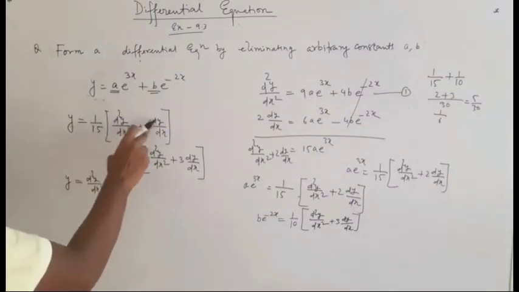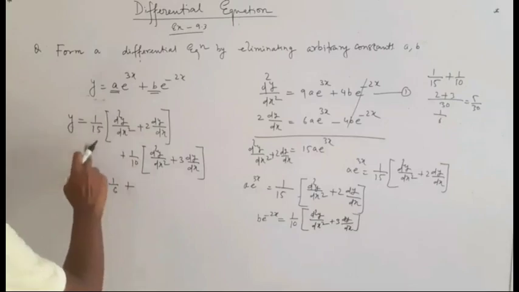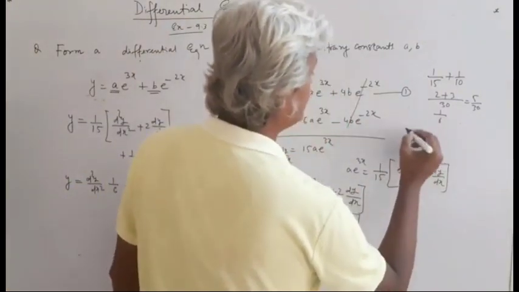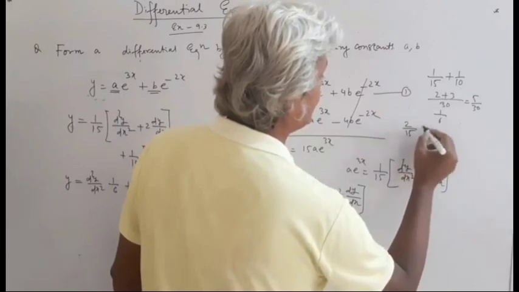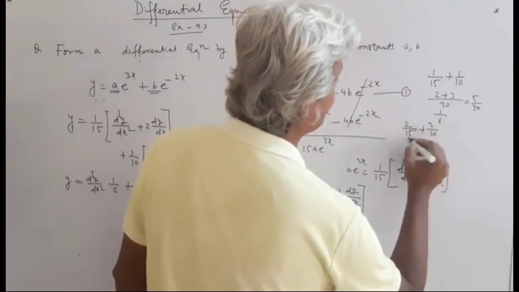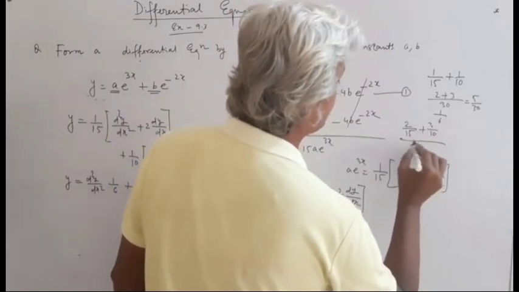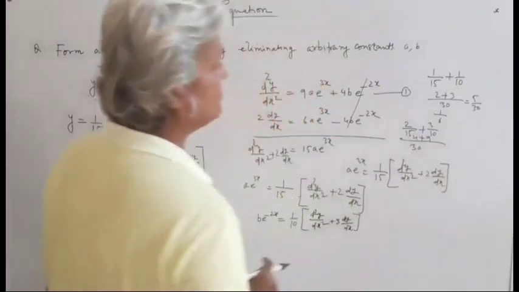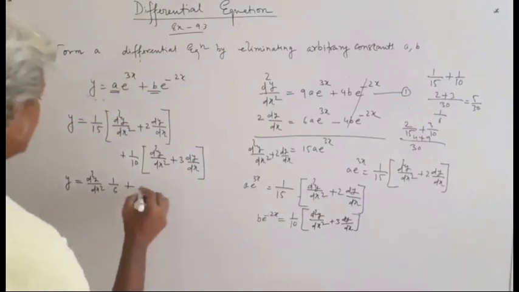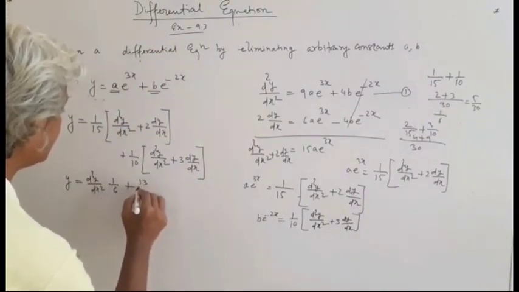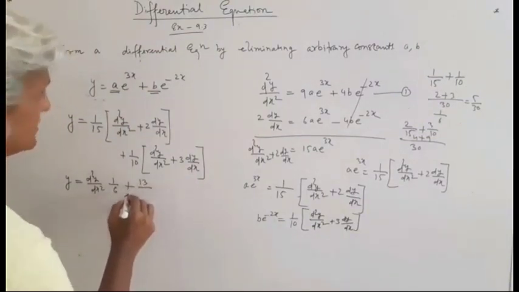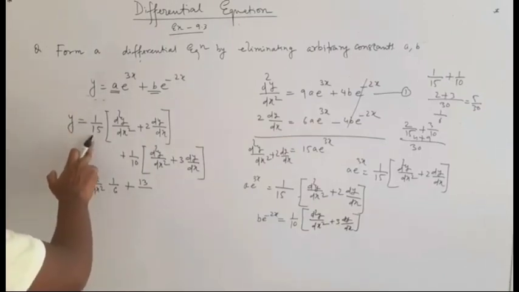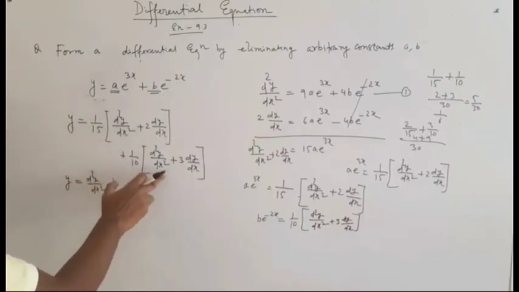Plus here, go for dy by dx. So 2 by 15 plus 3 by 10. What is 2 by 15 plus 3 by 10? LCM is 30. This is giving me 13 by 30. I think I need to check it again. 1 by 15 d square y, 1 by 10 is fine.